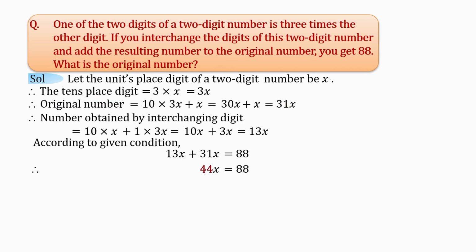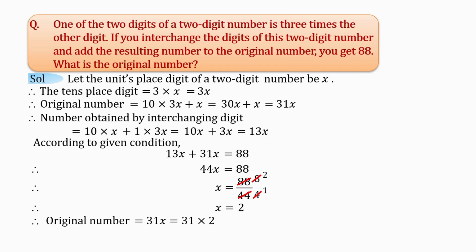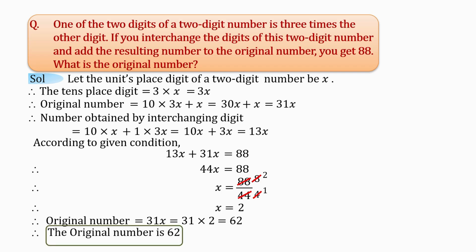Now solve this equation. So x will be 2 over here. So that is the unit place. So the original number was 31x. So 31 into 2, that is 62. So this is the original number.